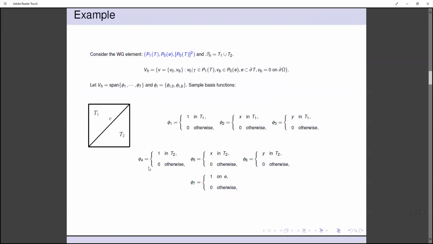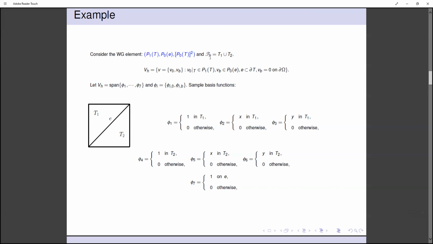Next, I'm going to show you an example. How do we form a WG linear system? For simplicity, we consider a simple WG element. That means V0 is approximated by a first order polynomial, VB is approximated by a zero order polynomial, and the weak gradient is also approximated by zero order polynomials in 2 dimensions. And our domain here is a unit square.